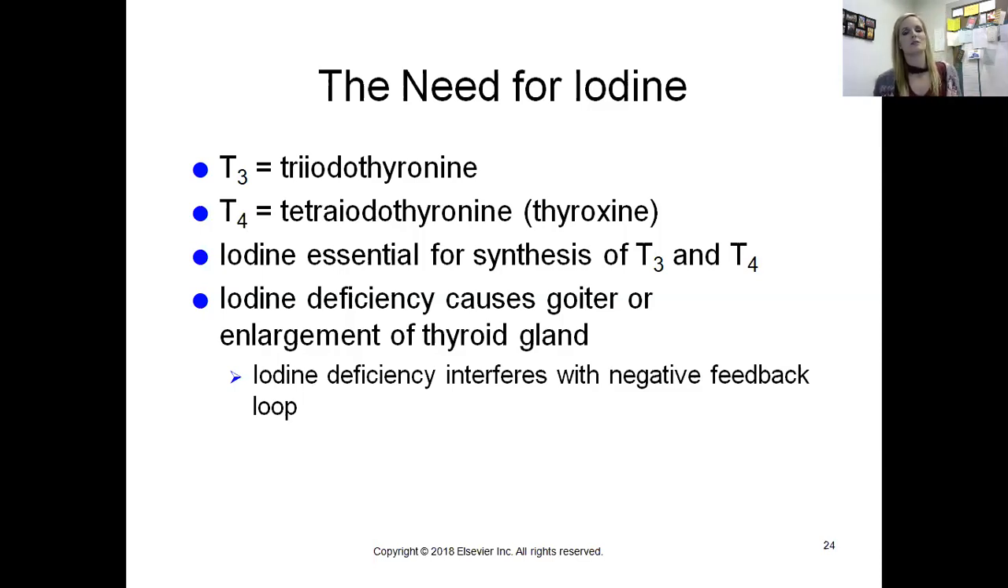So an iodine deficiency can cause some issues in our body. It can lead to a goiter, which, if you've ever heard or seen somebody with a goiter or seen a picture, is an enlargement of the thyroid gland, sometimes just a small enlargement, but a goiter is a very, very large protruding enlargement. Iodine deficiency interferes with that negative feedback loop and can cause, again, the off balance of T3 and T4. So iodine is something that is essential for our diet.